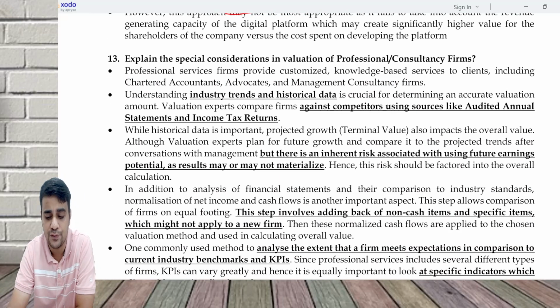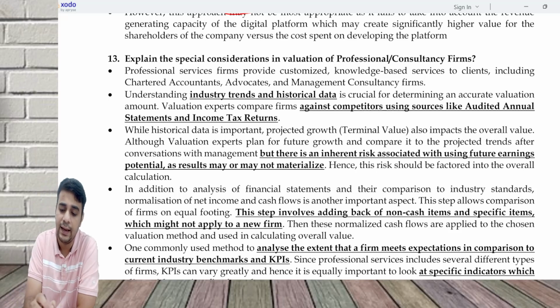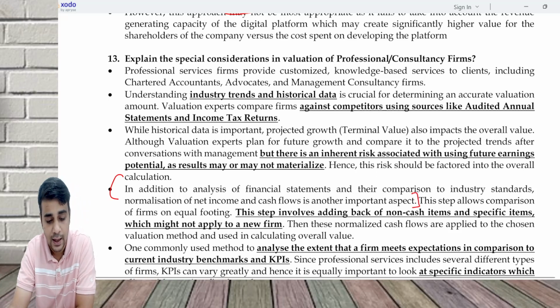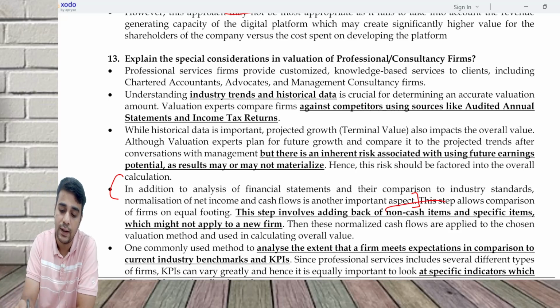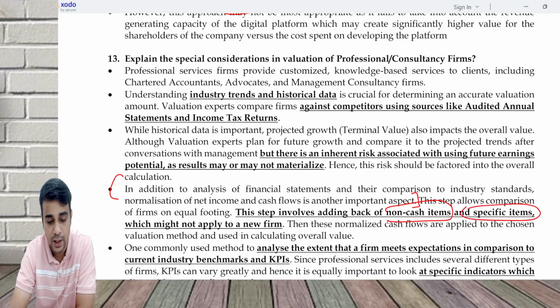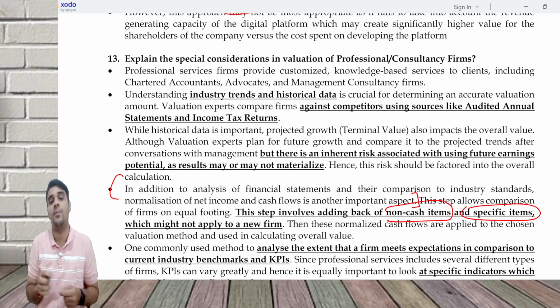When you are doing your cash flow calculation, you will have to take care in case certain unique items are there. In addition to the analysis of financial statements and the comparison, normalization of net income and cash flow is another important aspect. This step involves adding back non-cash items and specific items which might not apply to a new firm. So you'll have to make certain adjustments. Once those adjustments to the cash flows or earnings are done, arrive at the value. This value needs to be adjusted based on key performance indicators.